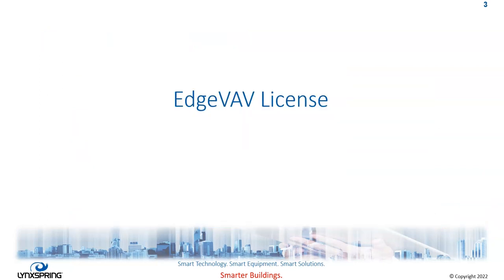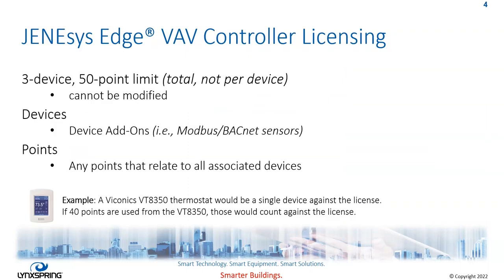Let's talk about the JENEsys Edge VAV license. The JENEsys Edge VAV controller license ships with a fixed license that allows 3 devices and 50 points to be used in the controller. The 3 devices reference additional devices added to either of the RS-485 port connections as well as the Onyx network itself. So that 50-point license limit references all points in all 3 connected devices. So that's total, not per device.